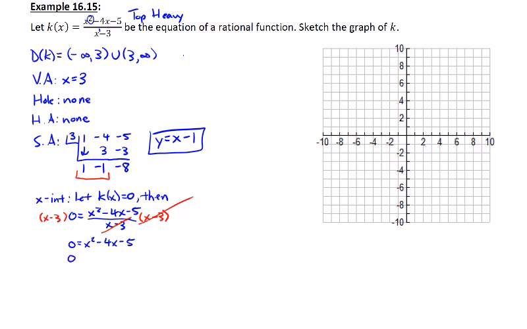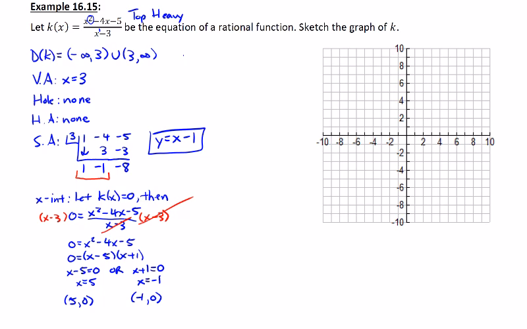This particular trinomial will factor nicely into x minus 5 times x plus 1, which would imply that x minus 5 is equal to 0, or x plus 1 is equal to 0, giving us two answers, 5 and -1. So we have one x-intercept at (5, 0), and another x-intercept at (-1, 0).